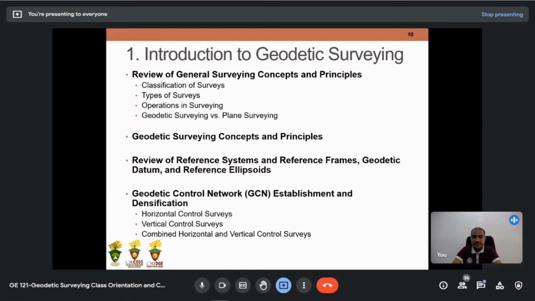Then next is the geodetic control networks or GCN establishment and densification, which includes horizontal control surveys, vertical control surveys, and the combined horizontal and vertical control surveys. So in horizontal control surveys, we first determine the latitude and longitude of the specific point and the northings and eastings corresponding to our specific point. Vertical control survey is more on the determination of heights. And the combined one means we combine the vertical and horizontal, so we determine the horizontal coordinates and the vertical at the same time.